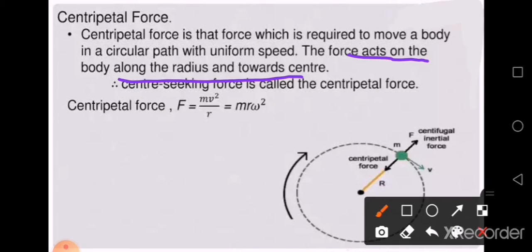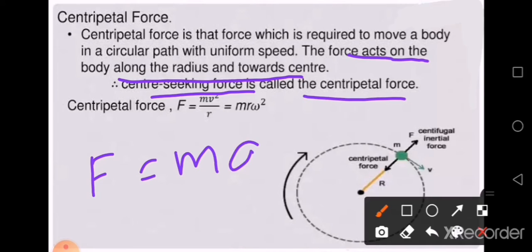Now this centripetal force is actually a center seeking force. Okay. Now for centripetal acceleration, you have one equation for centripetal force. See, you have the equation force is equal to mass into acceleration from your Newton's second law, isn't it? Now this acceleration is centripetal acceleration.